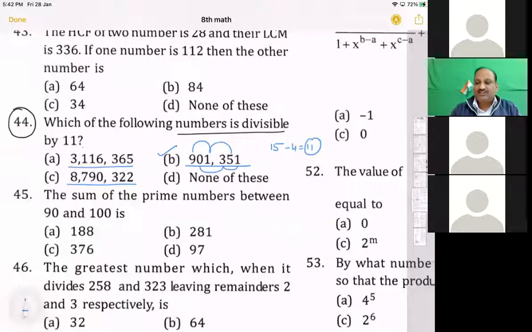And similarly, we can check the other one also. Okay, option B is the right one. Got my point? Very good. Come on to next part. इसी तरह के एक और क्वेश्चंस में आ रहे हैं बच्चे.